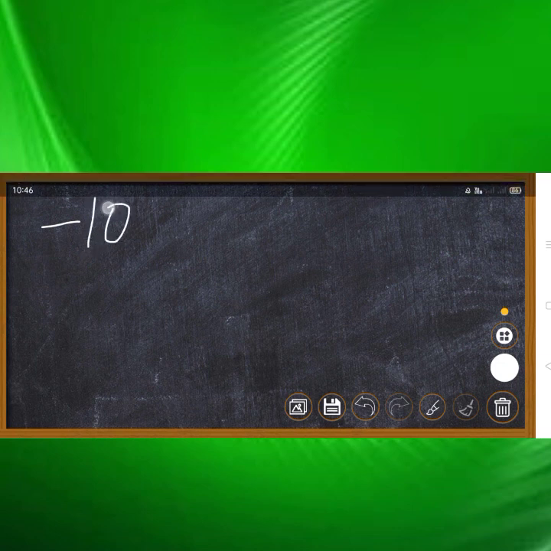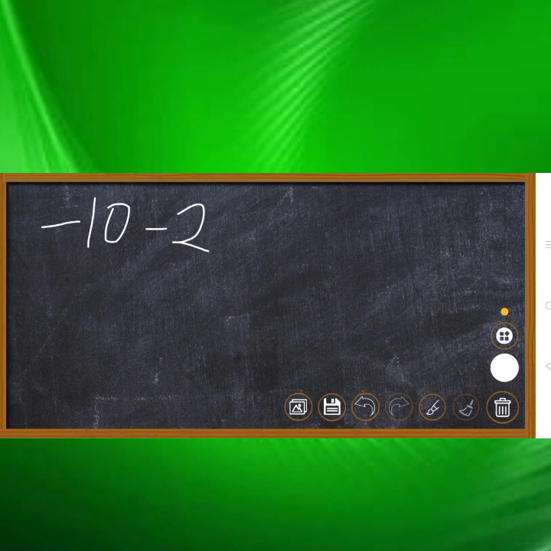Negative 10 minus positive 2. In order to solve this, remember the words keep, change. You need to keep the minuend, and the minuend here is negative 10. Keep the negative 10. Change the sign. The sign is minus, so it becomes plus. And then change the subtrahend. The subtrahend here is positive 2, so you need to change it into negative 2.